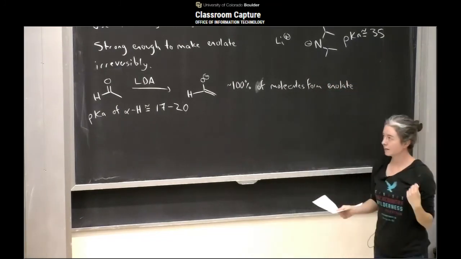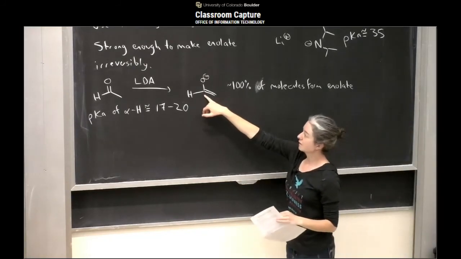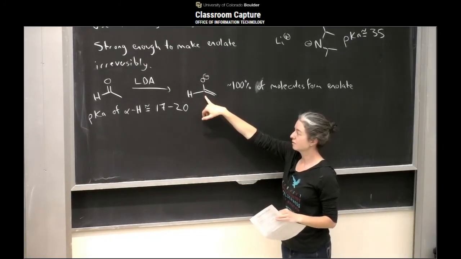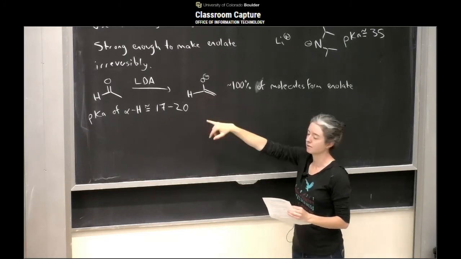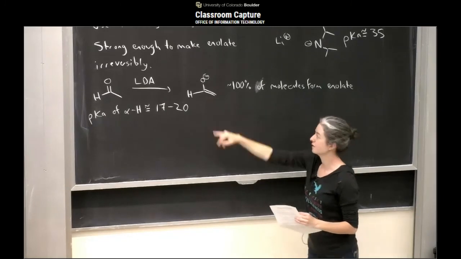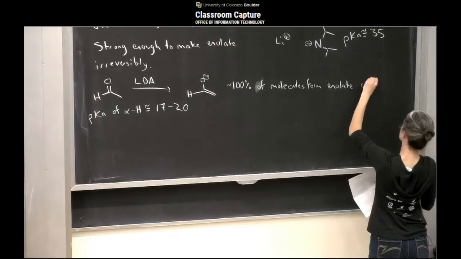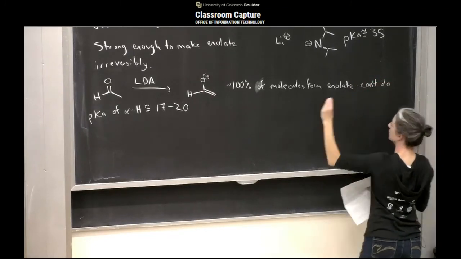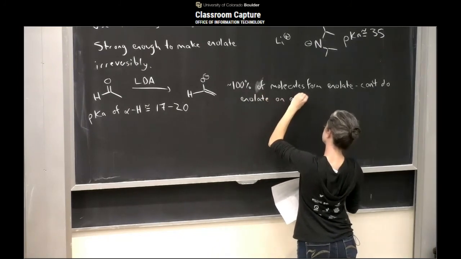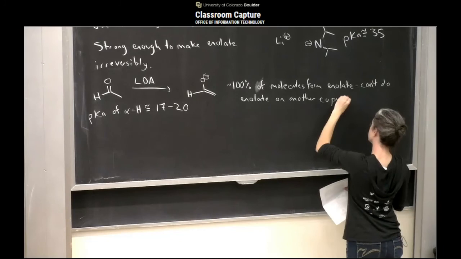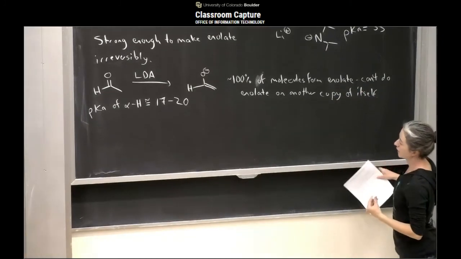So long as we added enough LDA to be more than one equivalent, this thing doesn't really have anything left to attack. It can't do an aldol reaction on another copy of itself because there are no other copies of itself left in their original form. Everything's gotten converted to the enolate.